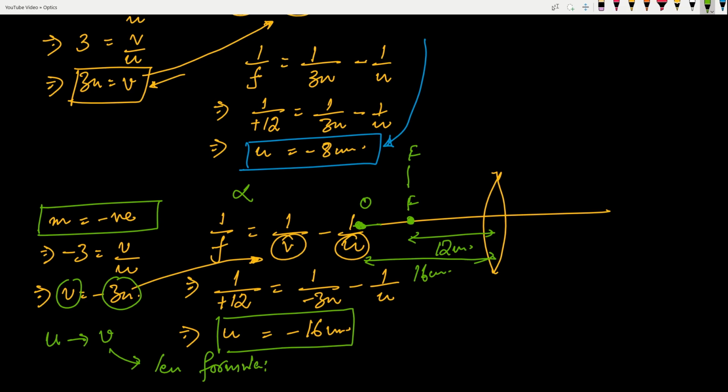Now let's move on to our next question, and it will be the final question for magnification. And I hope that whenever questions are asked from this part, you can easily smash those questions. Now let's look at our next problem.